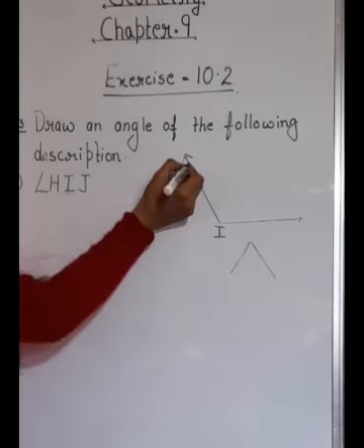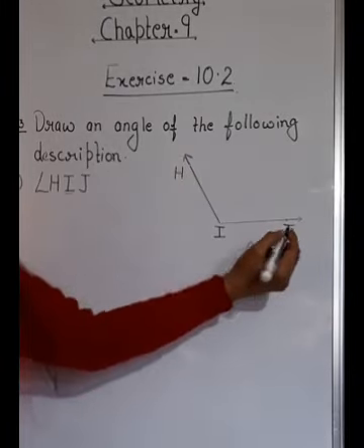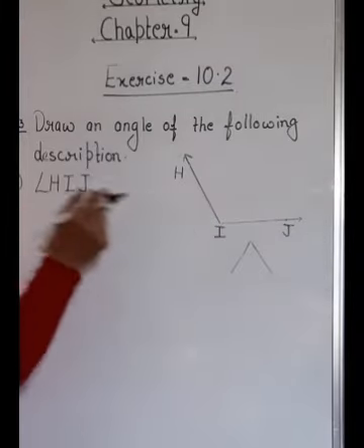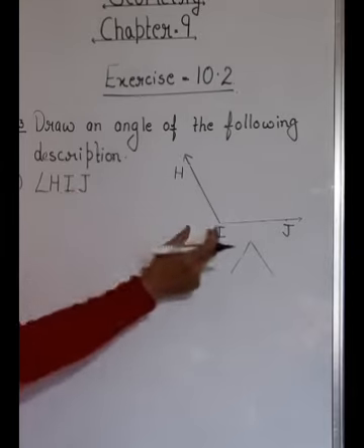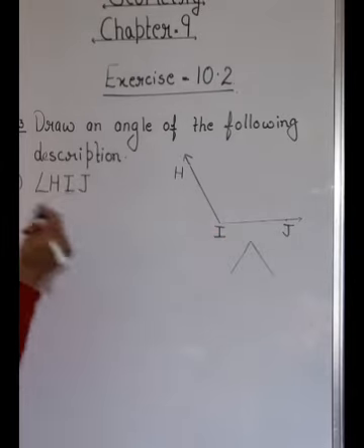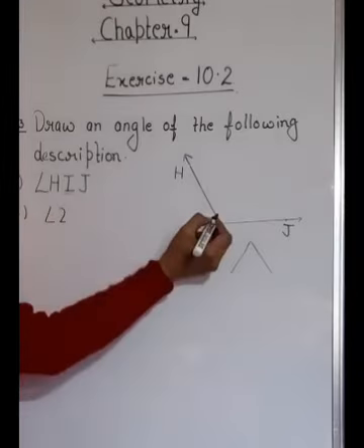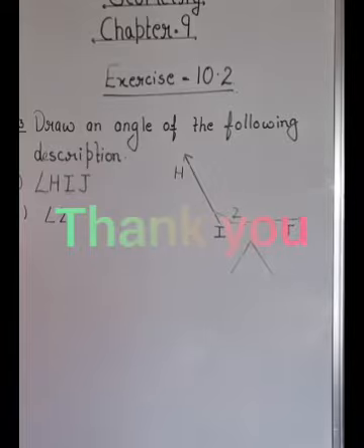Now it depends on you. You want to write H here, you can write H here and J over here, or you can turn it and write J over here and H over here. Both are the same. The only thing you have to keep in mind is that I should be written at the vertex. And suppose they have asked you to draw an angle 2. So what you have to do is draw an angle and then name it angle 2. Clear?